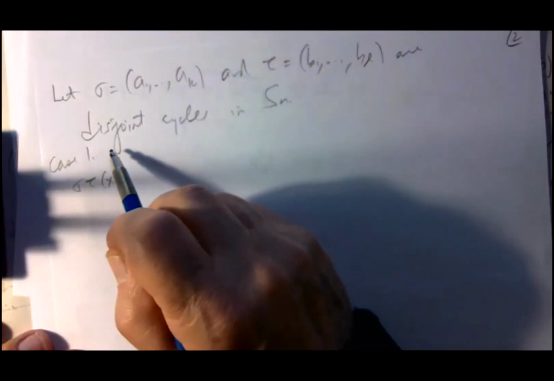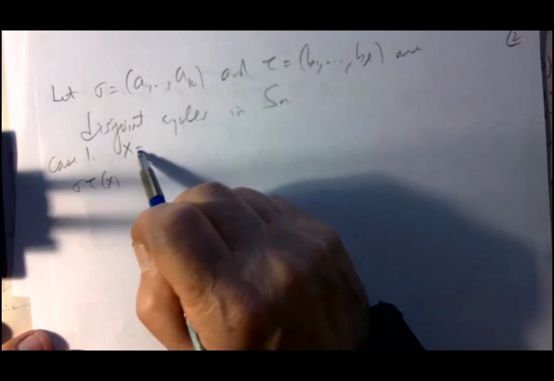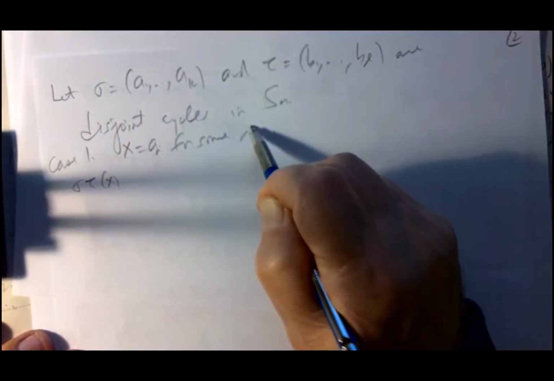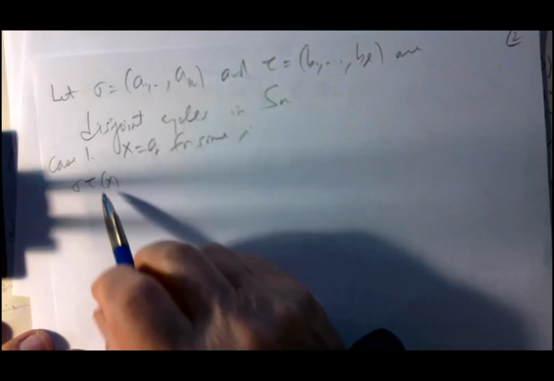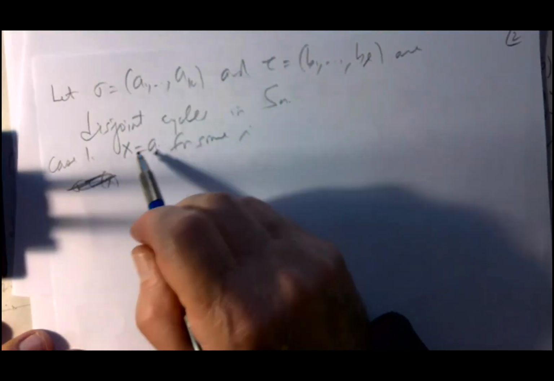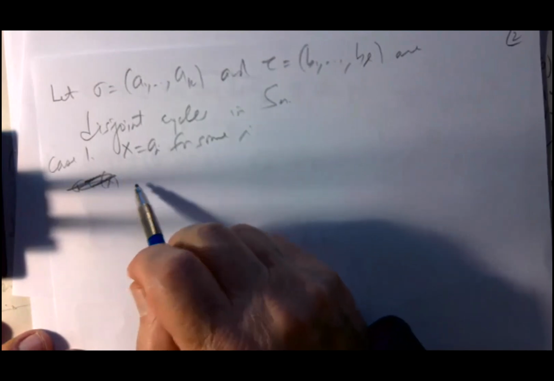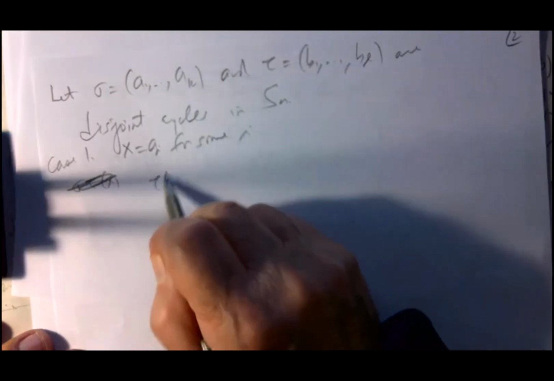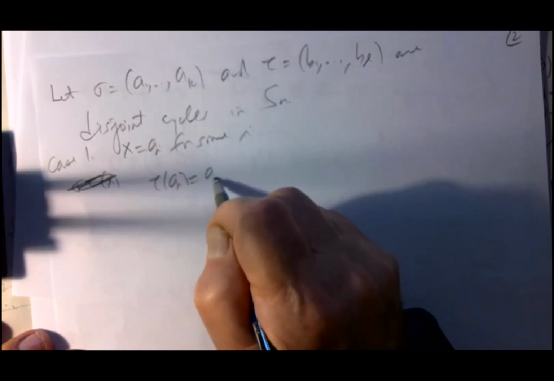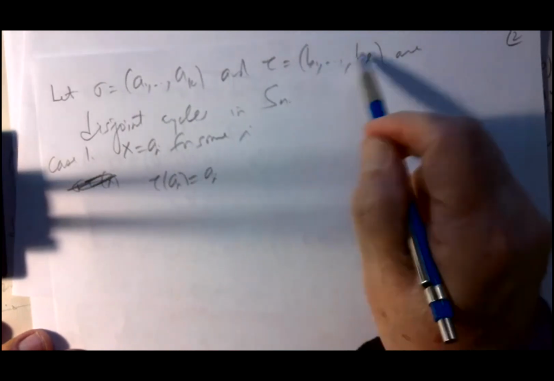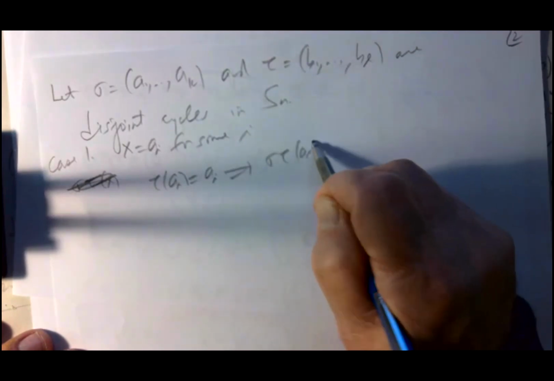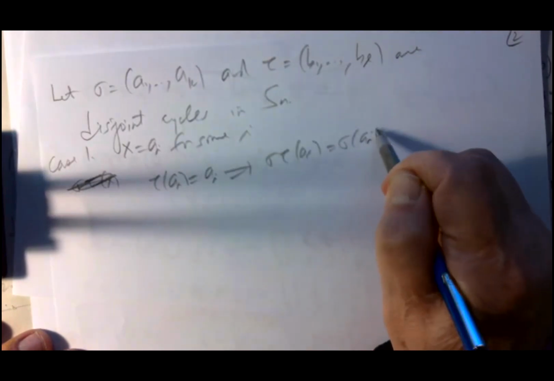So case one is x equals Ai for some i. So x is one of these numbers. In that case, tau of Ai is equal to Ai because Ai is not one of these numbers. And so sigma tau of Ai is sigma of Ai.